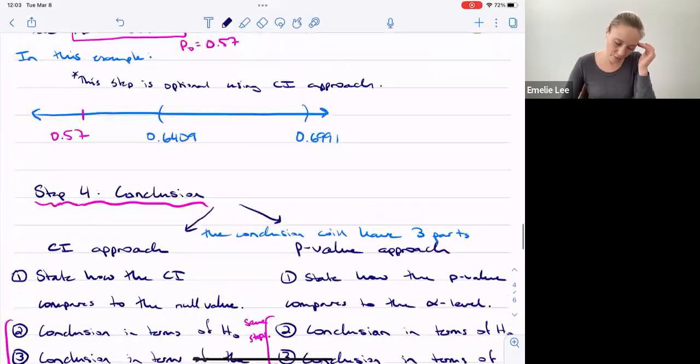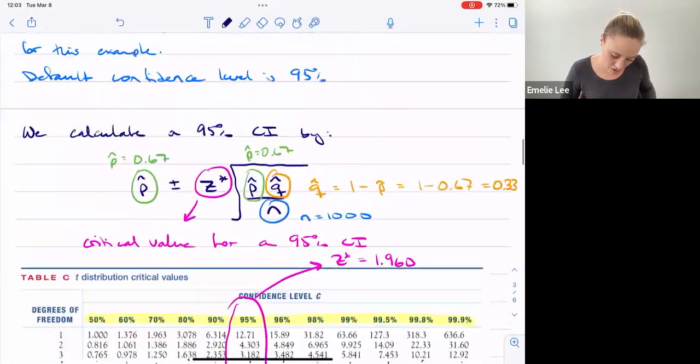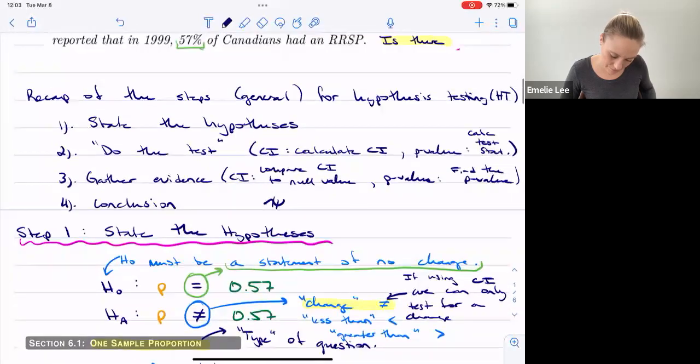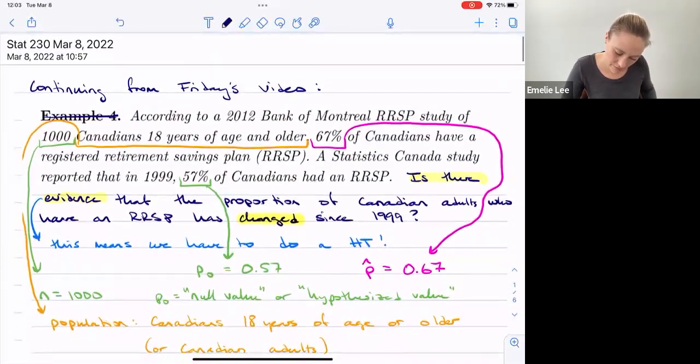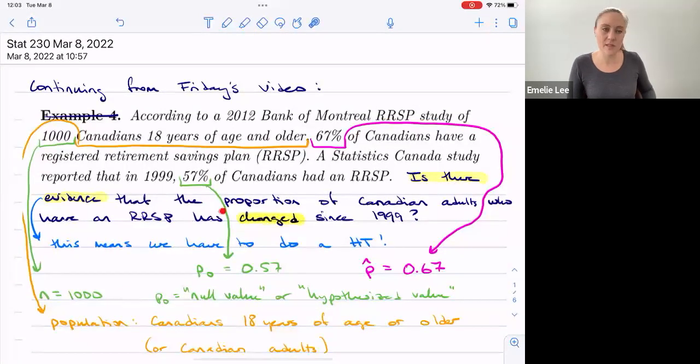So if we go back to the actual question here, way up top. Here, right? Is there evidence that the proportion of Canadian adults who have an RRSP has changed since 1999? Okay. Rewording this as an answer, yes, there is evidence that the proportion of Canadian adults who have an RRSP has changed since 1999, right? So it's wordy, but you don't have to come up with any of those words on your own. So you just reword it as an answer, right?